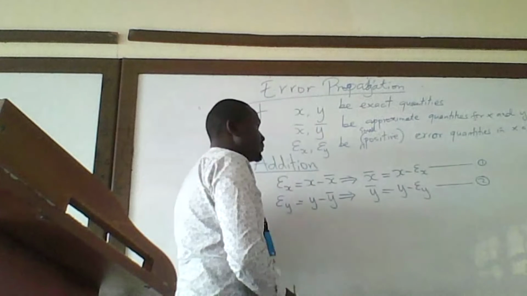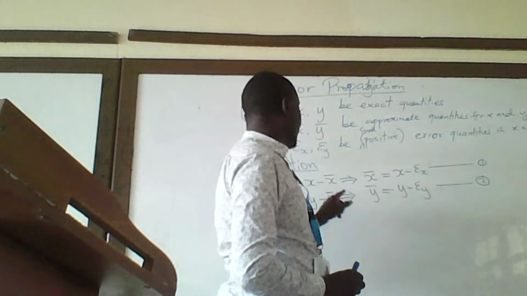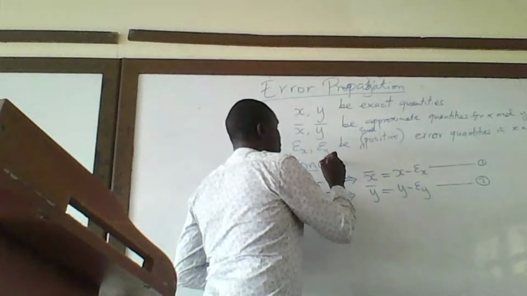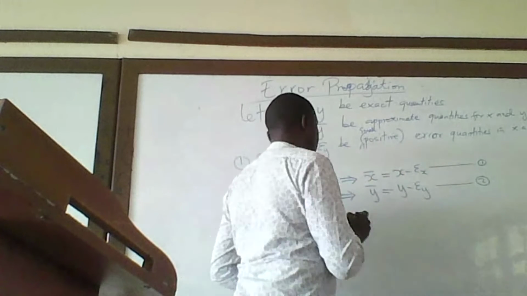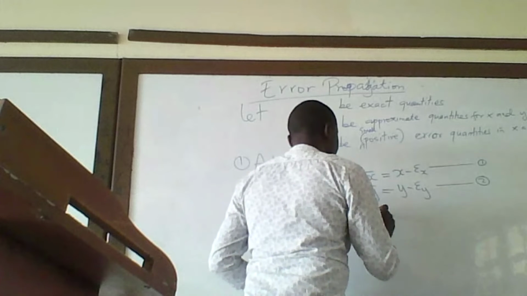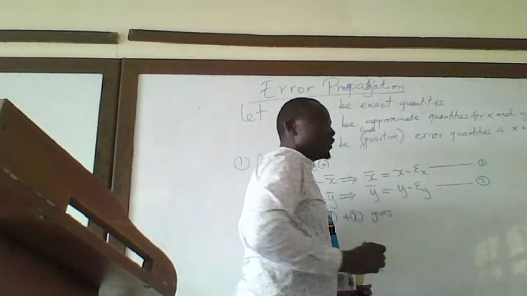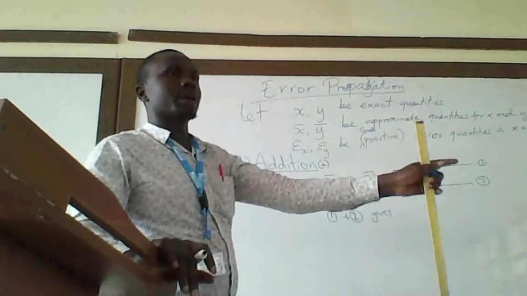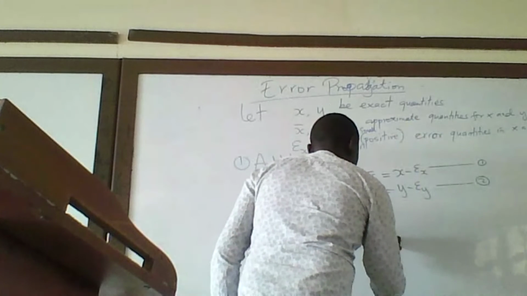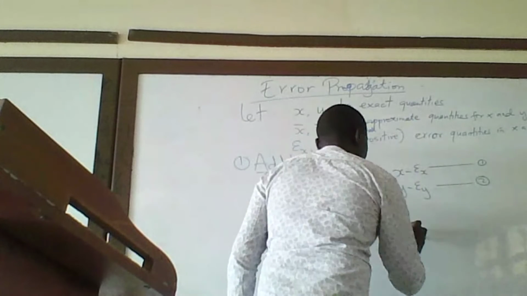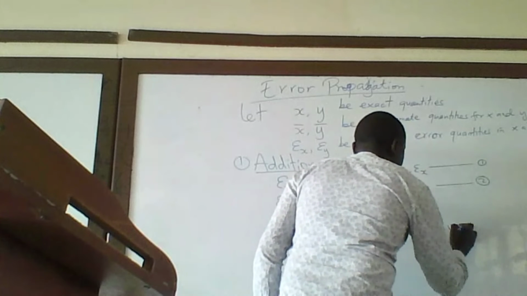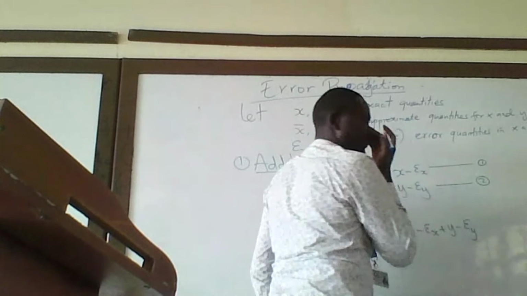So now we are in the operation of addition. Let's sum the two equations. So 1 plus 2 gives, when you are adding two equations, you add the left hand side, and also add the right hand side. We'll have bar x plus bar y equals x minus error in x plus y minus error in y.